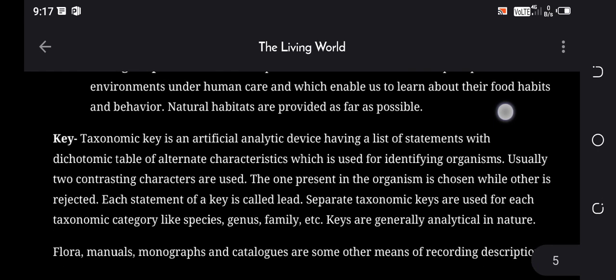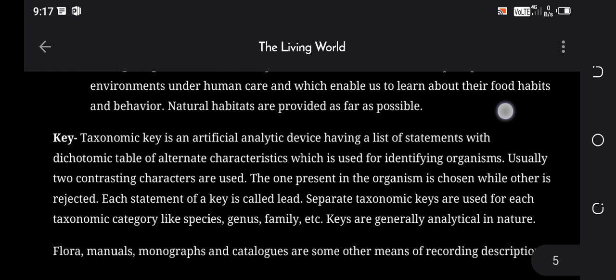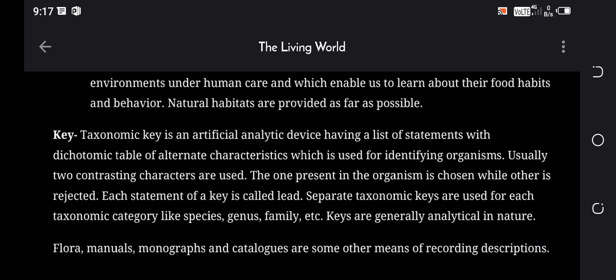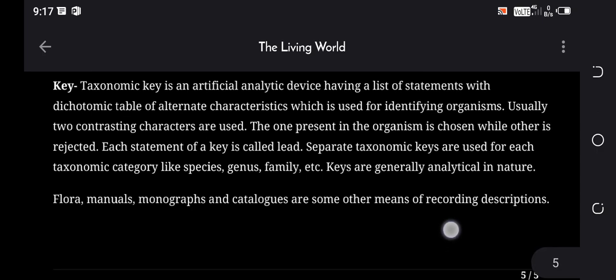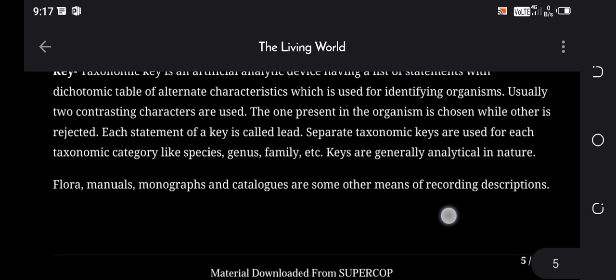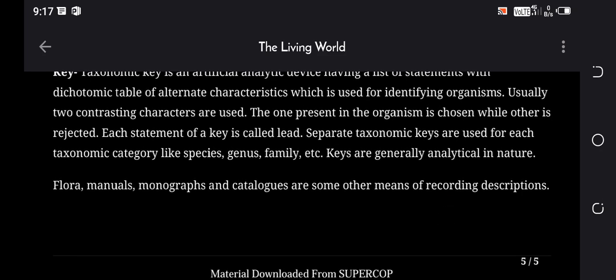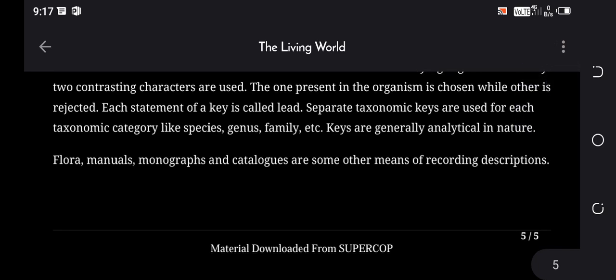Key: a taxonomic key is an artificial analytical device having a list of statements with a dichotomous table of alternative characteristics, which is used for identifying organisms. Usually two contrasting characters are used. The one present in the organism is chosen while the other is rejected. Each statement of the key is called a lead. Separate taxonomic keys are used for each taxonomic category like species, genus, family, etc. Keys are generally analytical in nature. Okay. Flora, manuals, monographs, and catalogues are some of the means of recording descriptions.